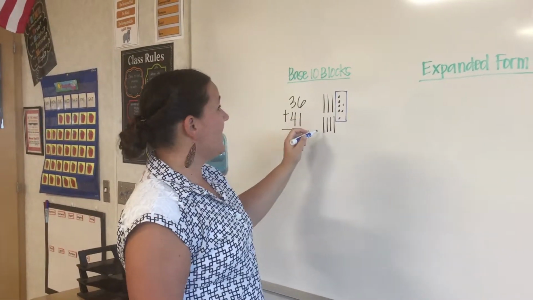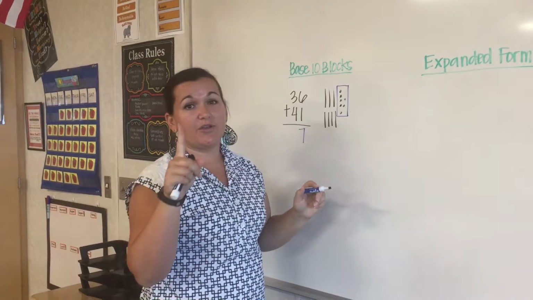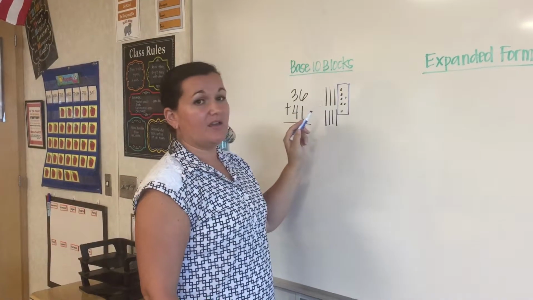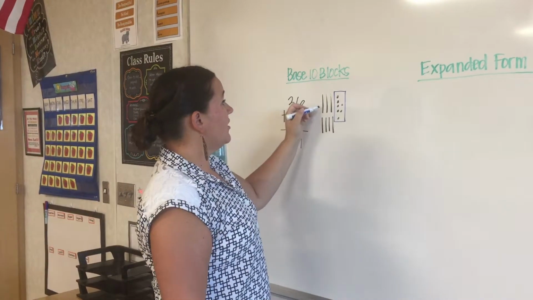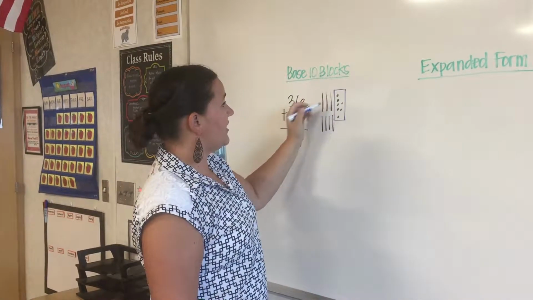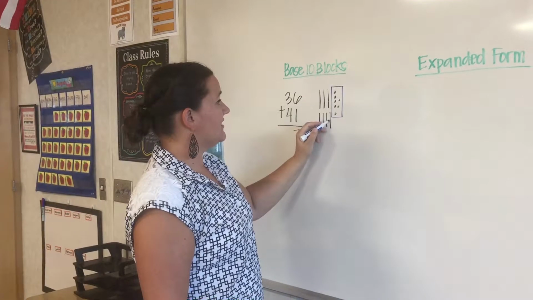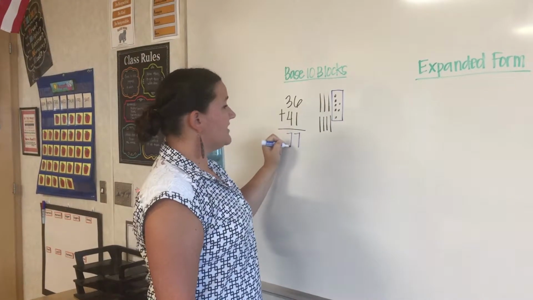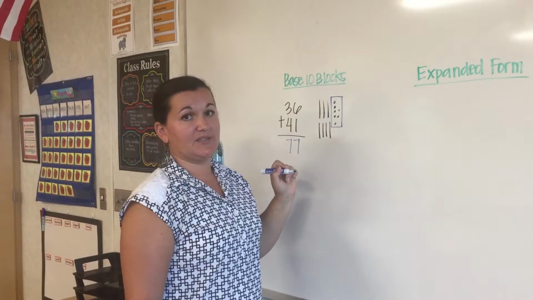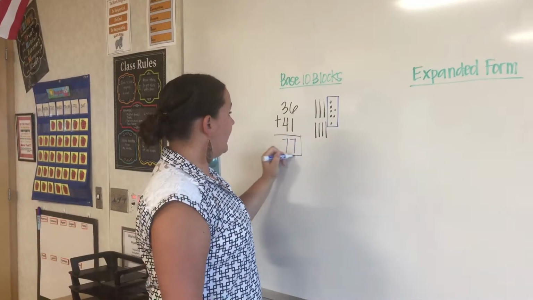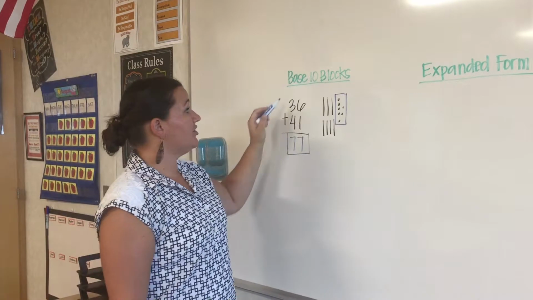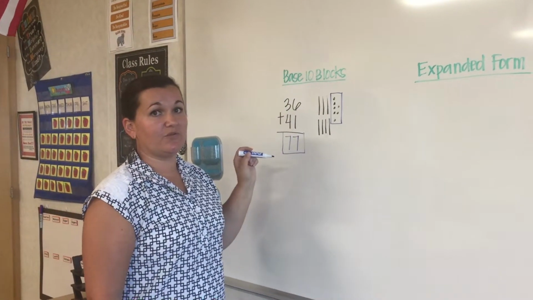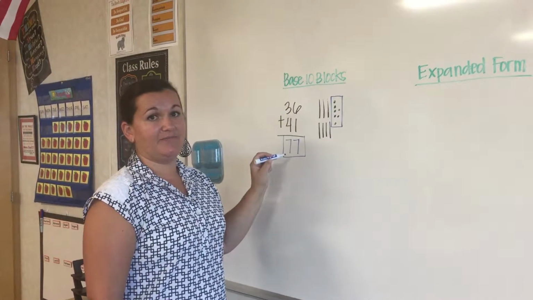Now I'm going to count my 10s. But remember, they're not worth 1. So I'm not going to go 1, 2, 3. I'm going to go 10, 20, 30. That's what they're worth, right? So 10, 20, 30, 40, 50, 60, 70. So that's going to be a 7 in my 10 spot. So I think the sum or answer to my addition equation of 36 plus 41 is 77.